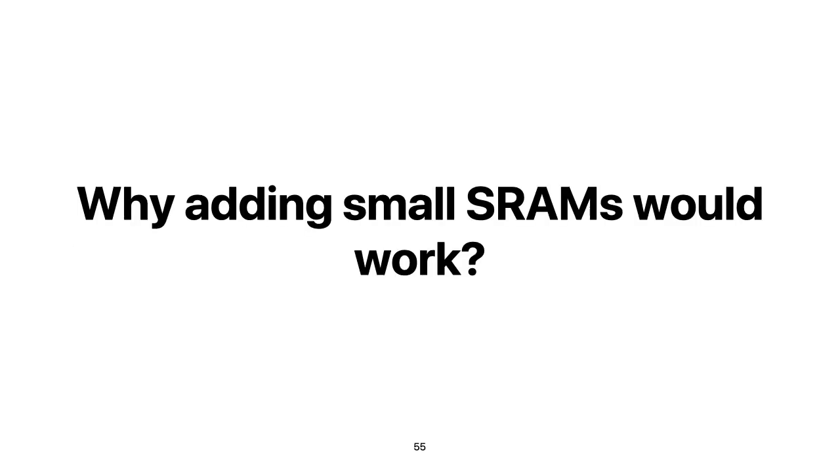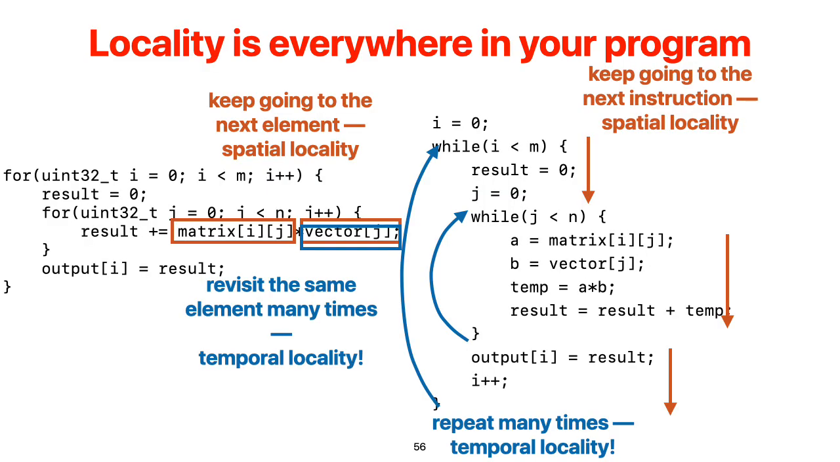However, here you might have a question: why would the idea of adding small SRAMs help us get better performance? And the magic behind that is because locality is everywhere in our program. So if we look at the code, which is the matrix vector multiplication code as I show on the left-hand side, you will figure out that there is indeed spatial locality, which means that we tend to access neighboring items each time.